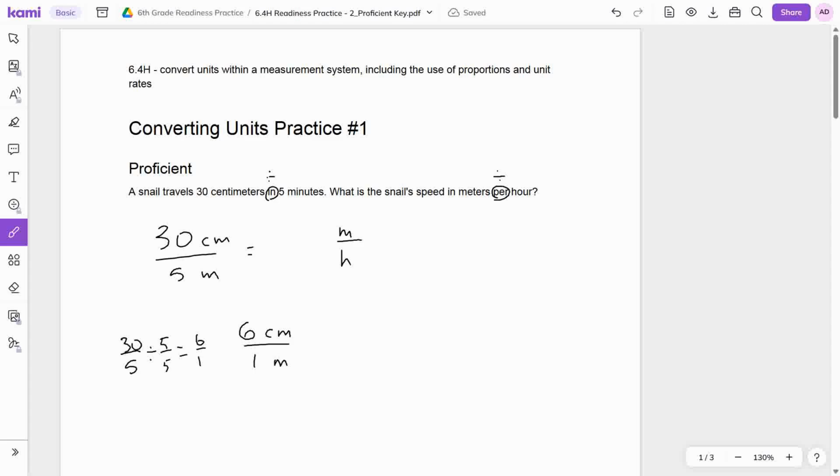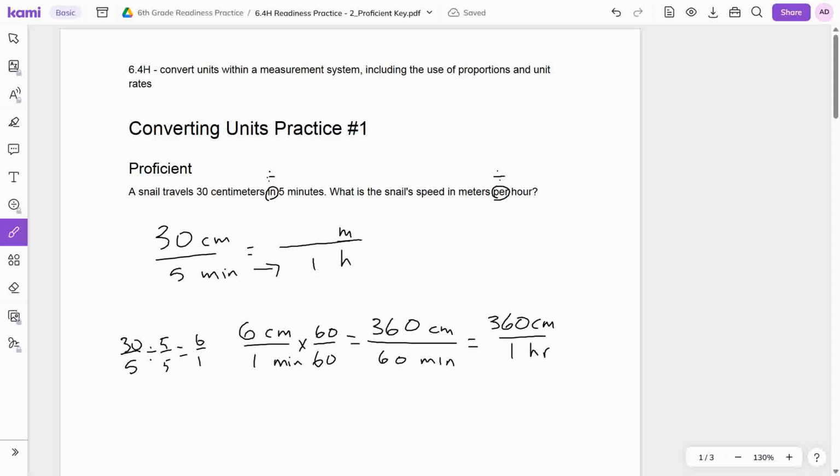And so I want to change the minutes into hours. So how many minutes does it take to get into 1 hour? Well, if I multiply by 60, I know there's 60 minutes in an hour. So now I've got 360 centimeters in 60 minutes. And guess what? I'm going to rewrite that 60 minutes as 1 hour. So now I've got my unit on the bottom, my denominator, correct? 360 centimeters per 1 hour. I just need to change it into meters, okay?